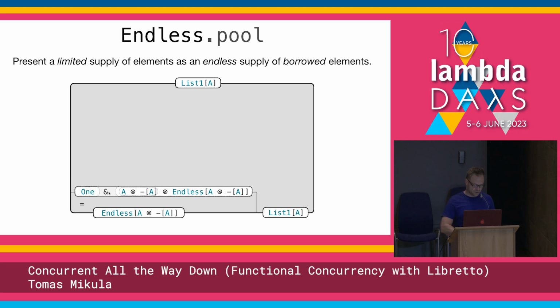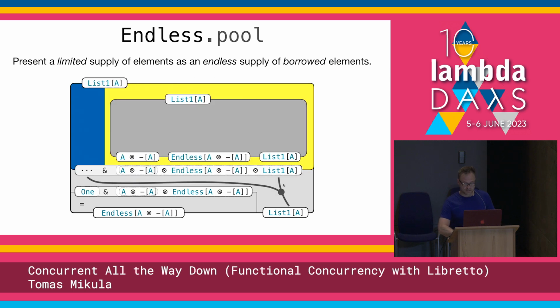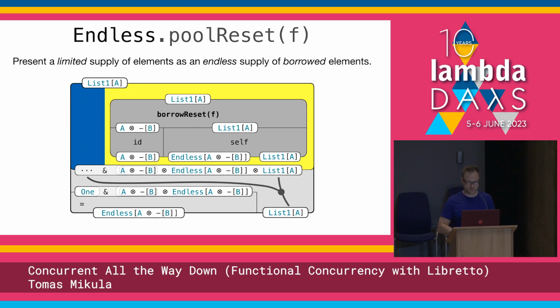Endless is a consumer choice, where the consumer either closes or asks for the next element. We also bring this other output port to each branch of this consumer choice, and now we branch. Asking for the next element is the interesting case here. So we just borrow one from the input list, output it, and use recursion to service any further requests for borrowed elements. And we can do the variant with reset, where the returned element has a different type and is then reset before returning to the pool.